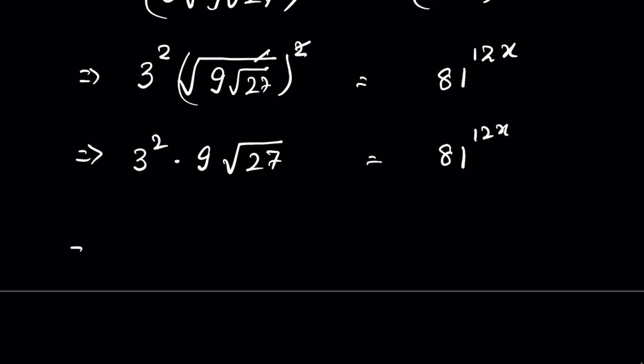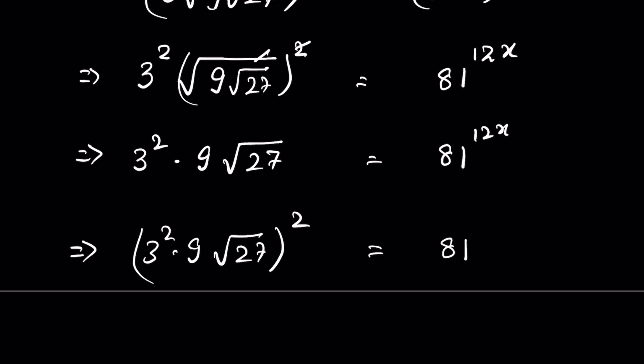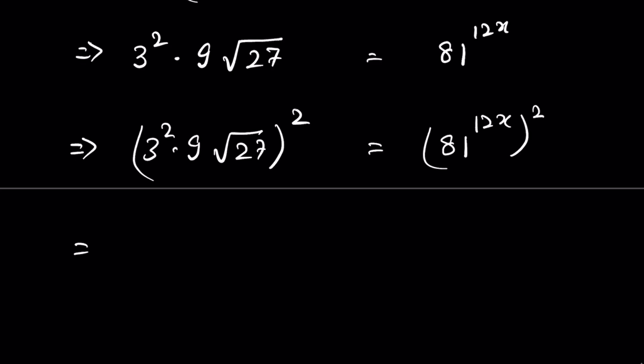Again we square both the sides, so 3 squared times 9 times the square root of 27, whole squared, is equal to 81 raised to the power of 12x, whole squared. Now we have 3 raised to the power 2 times 2, which is 4, 9 raised to the power 2, and this square removes the square root, times 27, equal to 81 raised to the power of 24x.